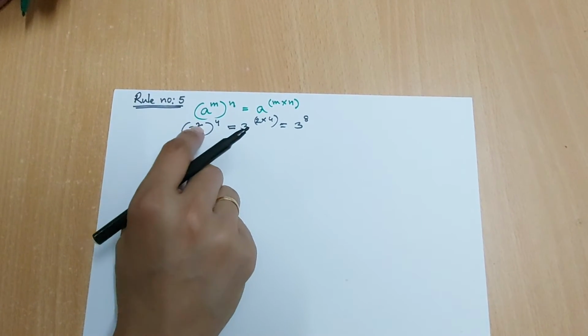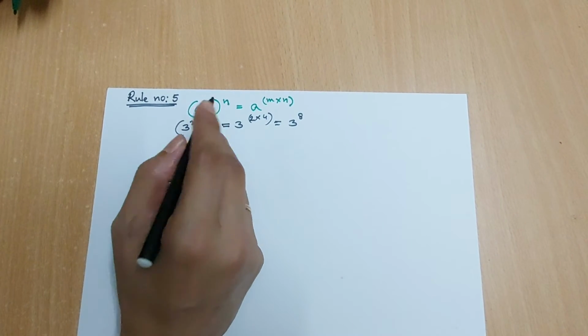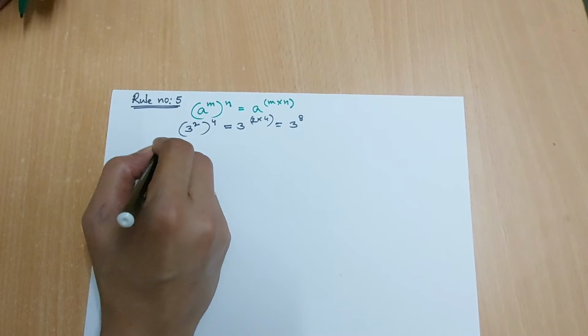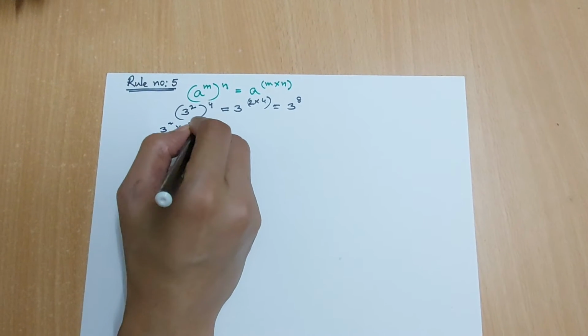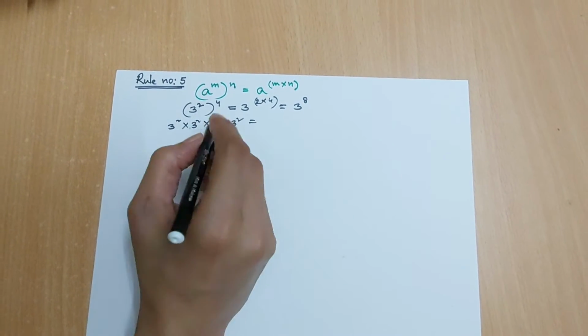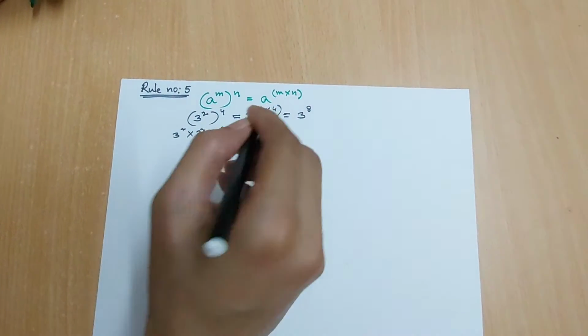Here, (3 square) whole power 4. That means 3 square is multiplied by itself 4 times. 3 square is multiplied by itself. Let me show you: 3 square into 3 square into 3 square into 3 square. That means how many squares are here? 1, 2, 3, 4.